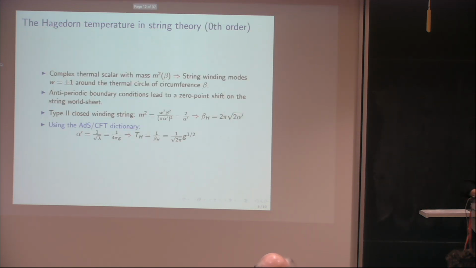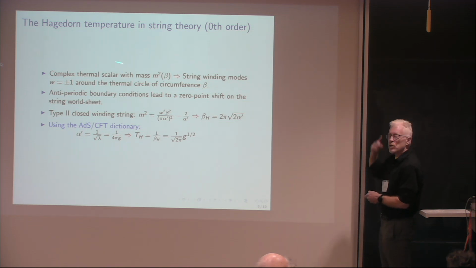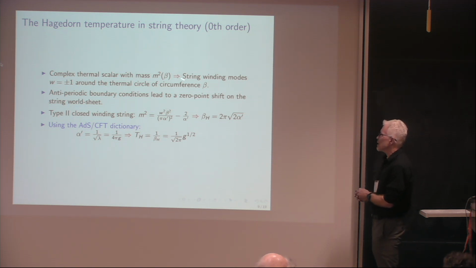All right. So now let me try and explain where these come from. We know that we're in the strong coupling regime, and so we should be dual to string theory in AdS5 x S5. But this is going to be thermal AdS, and so we're going to have a complex thermal scalar with a mass squared m^2(beta), and the string winding modes W equals plus or minus 1 will wrap around the thermal circle of circumference beta.